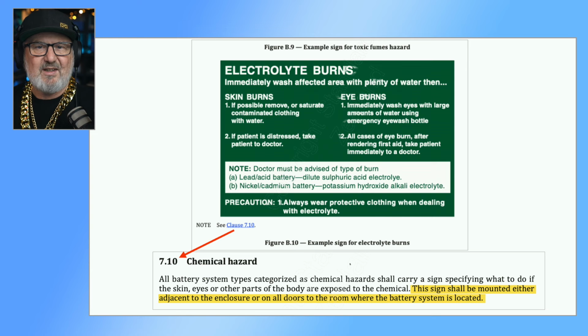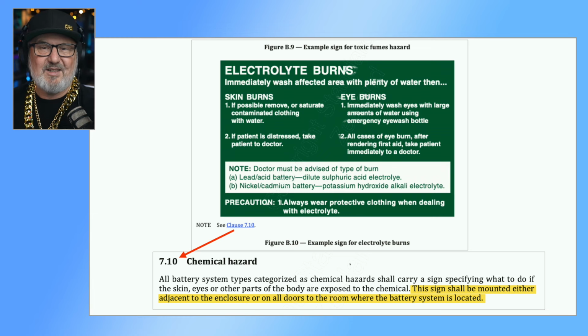And this is the sign that's really got me grumpy. It's the electrolyte burn sign. I see it so often on a lithium battery. An electrolyte burn is a chemical hazard, right? It says clause 7.10, and clause 7.10 says all battery types categorized as a chemical hazard shall carry a sign specifying what to do. This shall be mounted either adjacent to the enclosure or on all doors of the room. It doesn't say stick it on the battery.